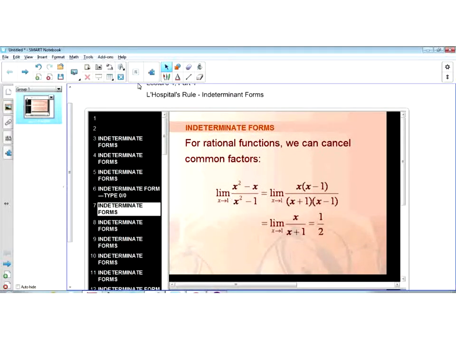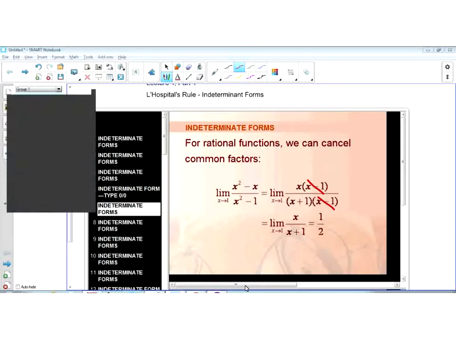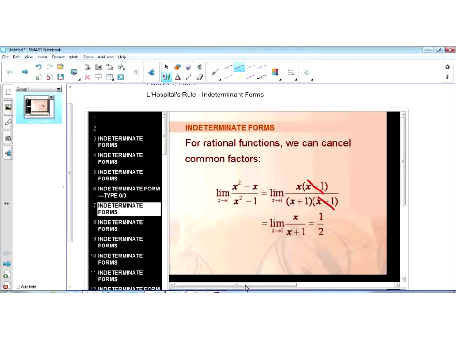For instance, consider this rational function. We can obtain the limit by factoring numerator and denominator and seeing that these two factors will cancel. Once we achieve the cancellation, we proceed with direct substitution, and you can see that the limit for this particular function as x approaches 1 is 1/2.